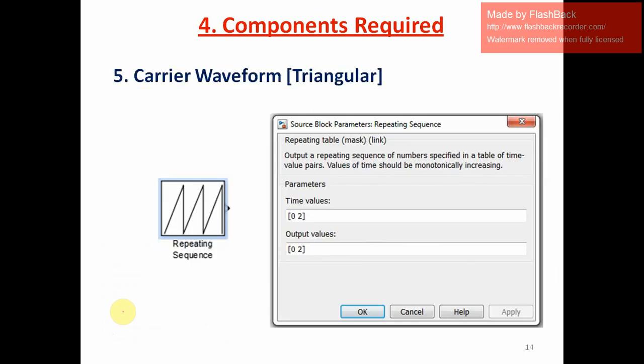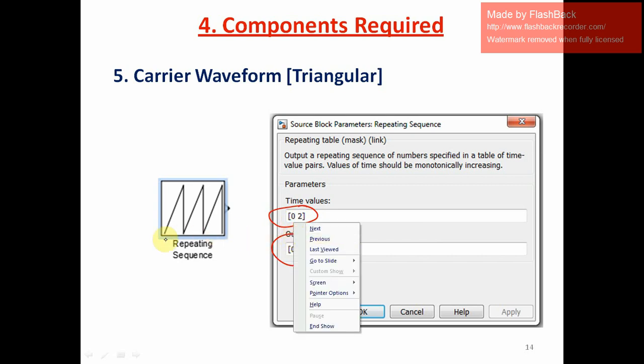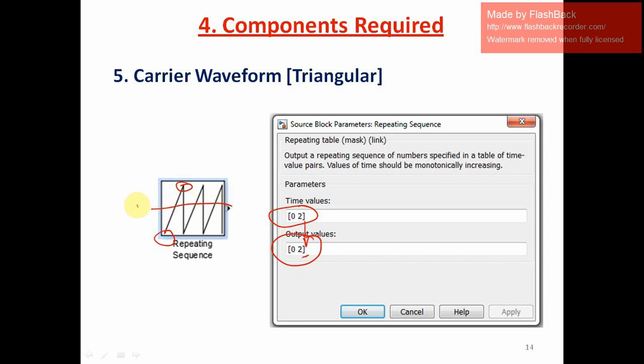Then this is important: this is the repeating sequence, and right now you must be seeing that this is a sawtooth type of repeating sequence. These time values are important and these output values are also important. That means at time 0 we have output 0, and at time 2, 2 seconds or whatever, we have output 2. So this must be the 2, this must be the 1, this must be the 2.